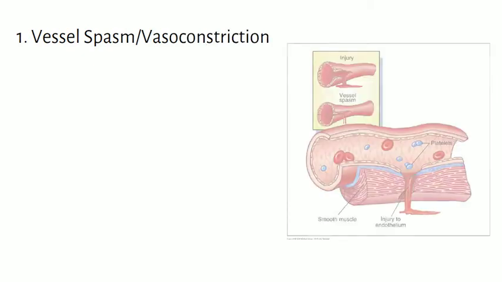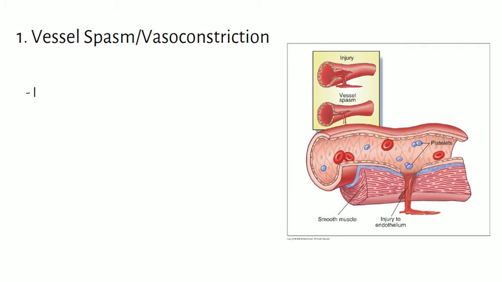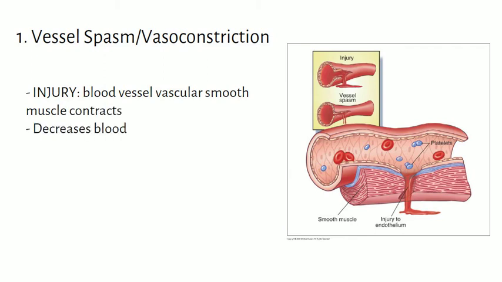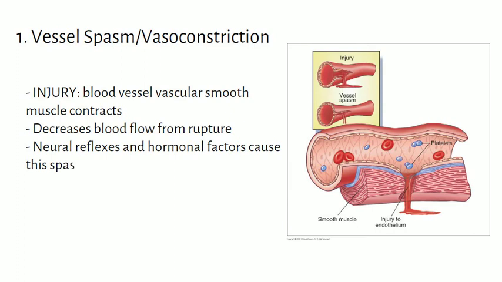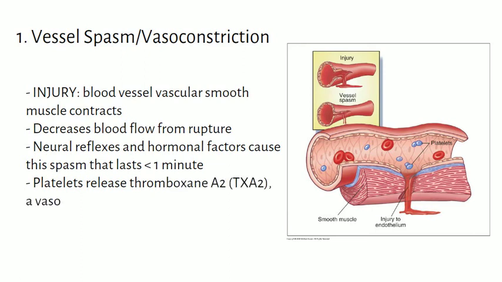Let's walk through the 5 steps of hemostasis. The first step is vessel spasm and vasoconstriction. Upon blood vessel injury, the vascular smooth muscle contracts. This decreases blood flow from the rupture. Neural reflexes and hormonal factors cause this spasm that lasts less than 1 minute. This is mediated by platelet release of thromboxane A2, a vasoconstrictor.